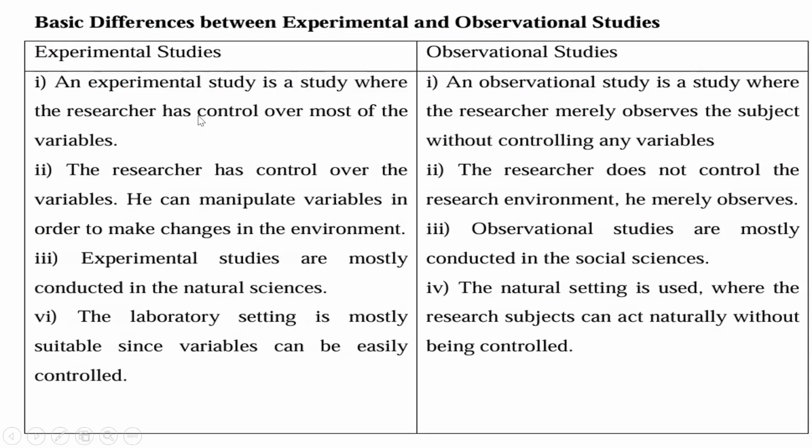So first of all, we say that experimental study is a study where the researcher has control over most of the variables, while observational study is a study where the researcher merely observes the subject without controlling any variable. Do you see the difference?